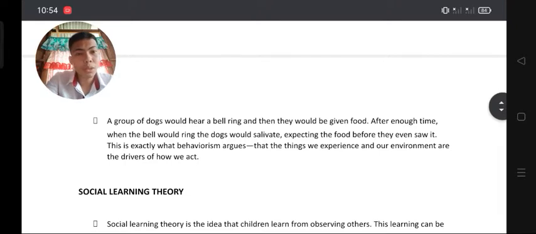A group of dogs would hear a bell ring and then be given food. After enough time, when the bell would ring, the dogs would salivate, expecting the food before they even saw it. This is exactly the point: behaviorism argues that the things we experience and our environment are the drivers of how we act.